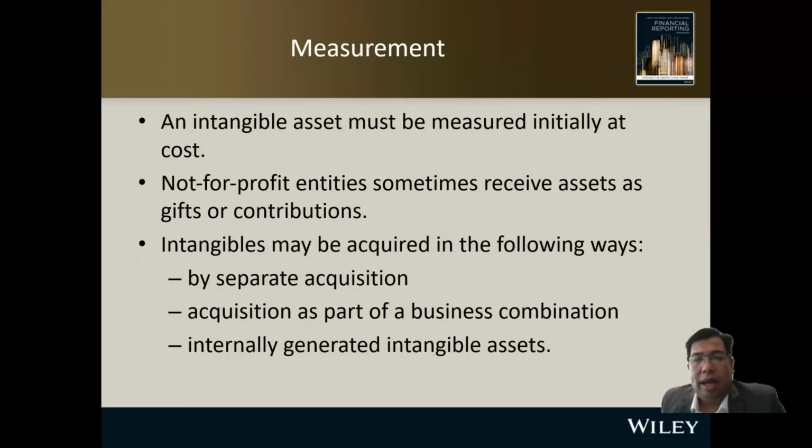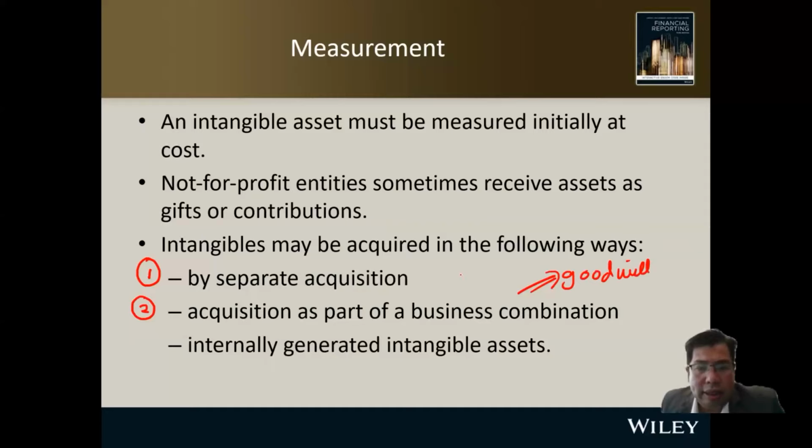Okay, the measurement. An intangible asset must be measured initially at cost. So for a not-for-profit entity, sometimes they receive assets as a gift or contributions. Okay. An intangible asset may be acquired in the following ways. Number one is by separate acquisition. You buy the asset. Number two is acquisition as part of a business combination. You buy another company, take over another company at a higher price. So the difference is an intangible asset, what we call goodwill. This is what we call goodwill.